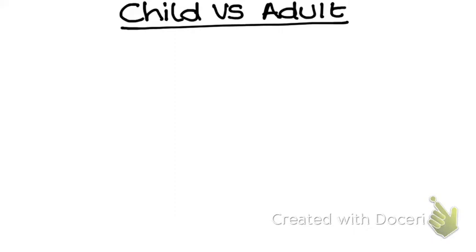Welcome to your teaching session on the difference between a child and an adult, specifically looking at the physiological differences and some of the anatomical differences. Structure is very important for this question, so we'll look at each system in turn. So let's start off by looking at the respiratory system.